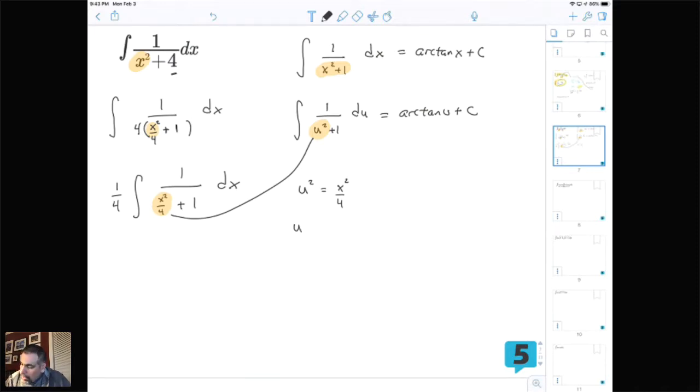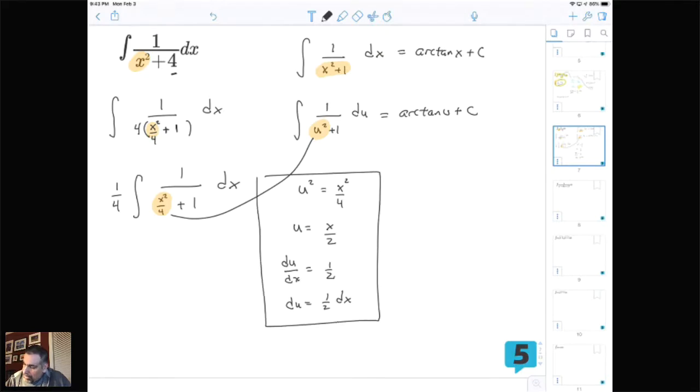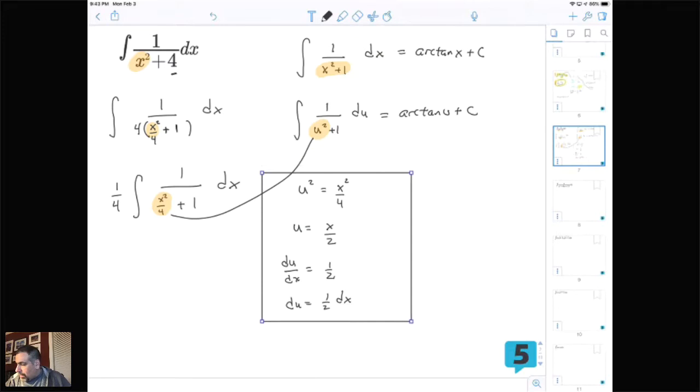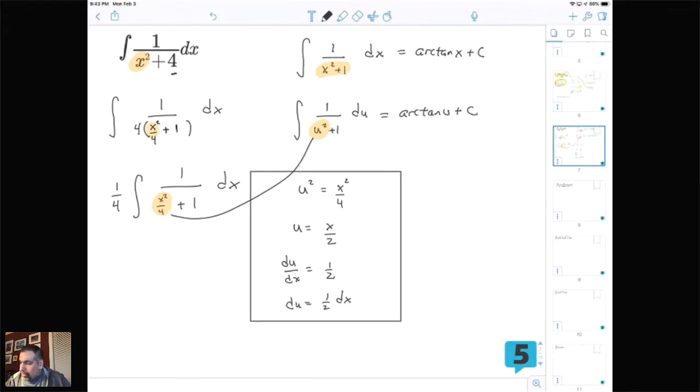Well, if I take the square root of both sides, what that really means is that u is going to equal x over 2. If u equals x over 2 and I take the derivative, du over dx is going to equal 1/2, which means that du equals 1/2 dx. Using this now as my substitution, I can now try to bring my integral in terms of x and change it to terms of u. So I'm going to try to do my bookkeeping on this, make sure everything matches.